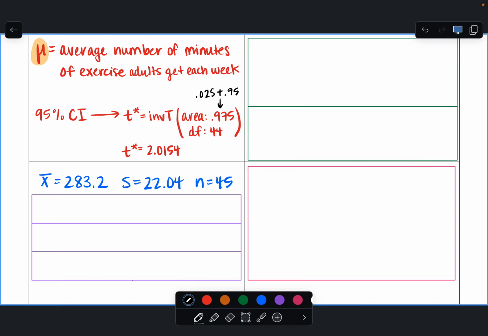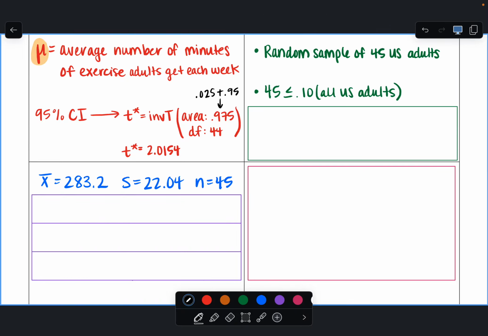Okay, 2 of the conditions we should always know: random, independent. Random sample of 45 US adults, which is why my degree of freedom was 44, because I did 45 minus 1. And it is safe to assume that there are at least 450 US adults in the country. Reasonable, works out.